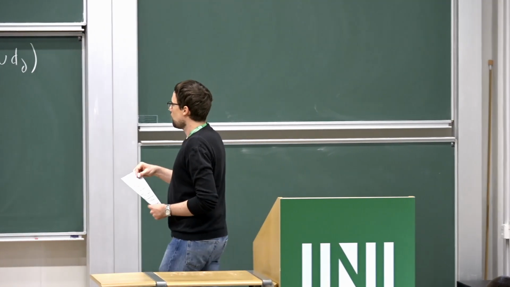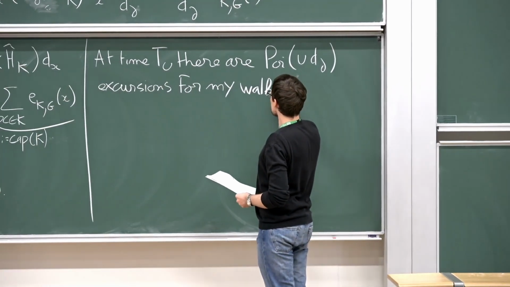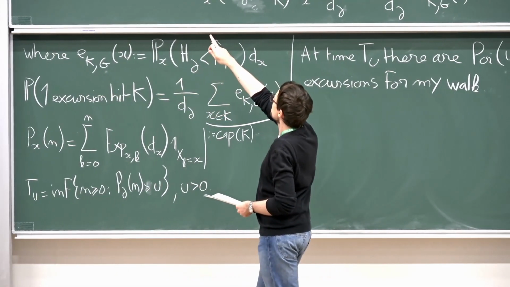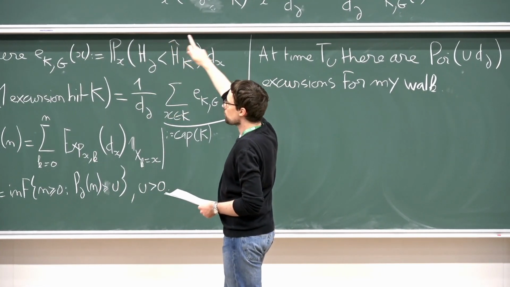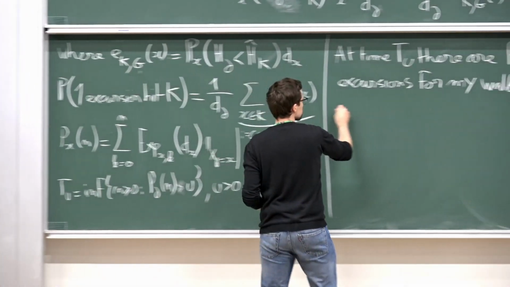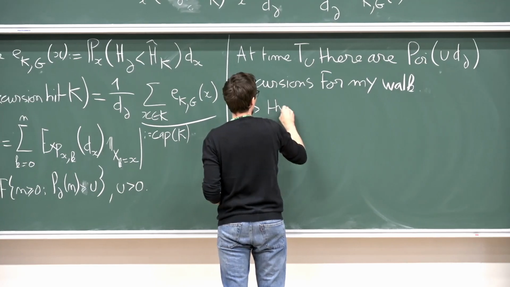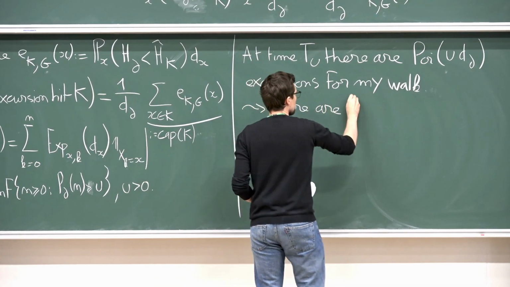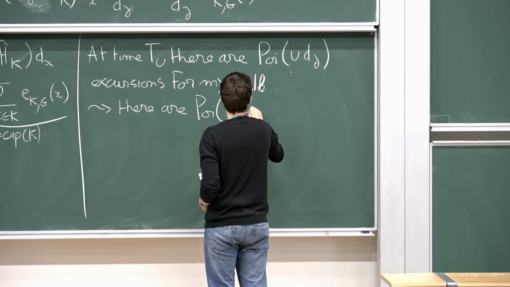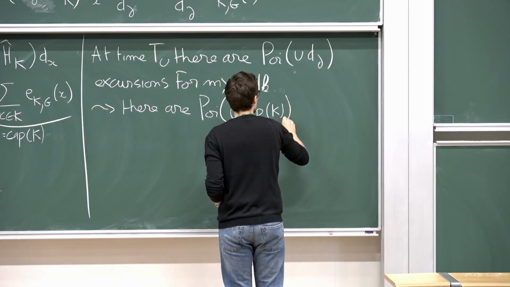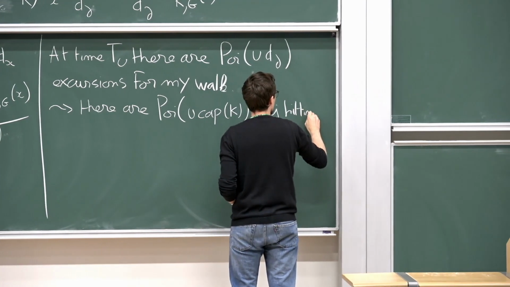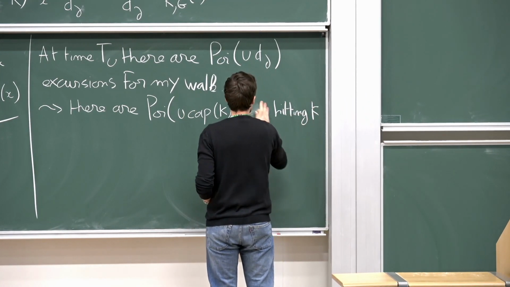Okay, so I have a Poisson number of trajectories, of excursions, and for each of my excursions, I know the probability that it hits k in x. So I want to understand the restriction of all my excursions to k. This is the thinning property of Poisson random variables: the capacity of k trajectories hitting k, or maybe excursions.